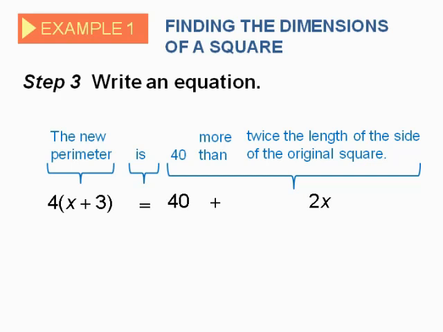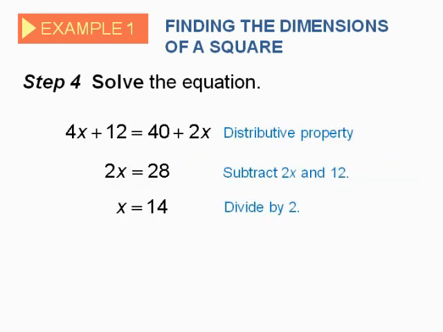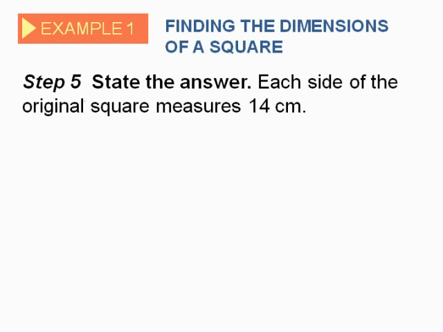Now, writing the equation, it says the new perimeter, 4 times x plus 3, equals 40 plus twice the length of the original square. And then go ahead and solve this equation by distributing, and we will find, if we take letters left and numbers right, x will equal 14. Each side of the original square measures 14 centimeters.